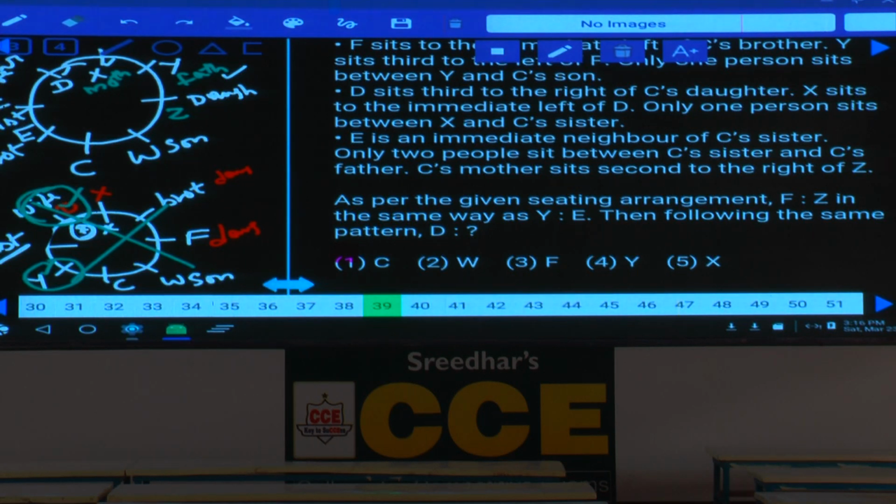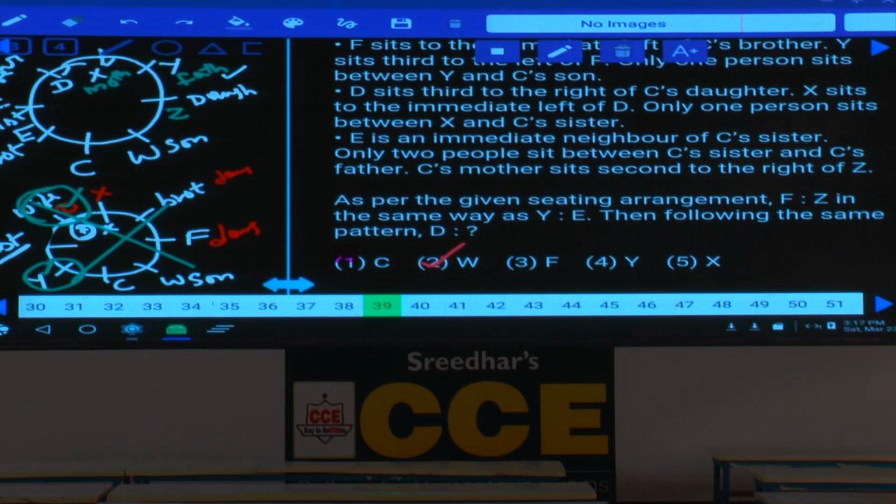Then question number 74. In this 74, as per the given seating arrangement, what is F to Z? F and Z are opposite, and Y and E are opposite. Then following the same pattern, D is opposite to whom? D and W, that is choice 2 is the answer. Done with this? Now this is about question number 74.